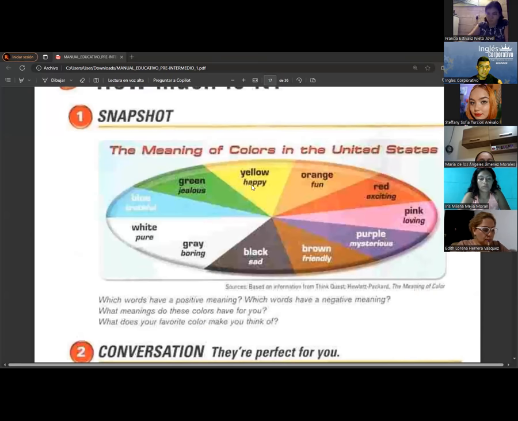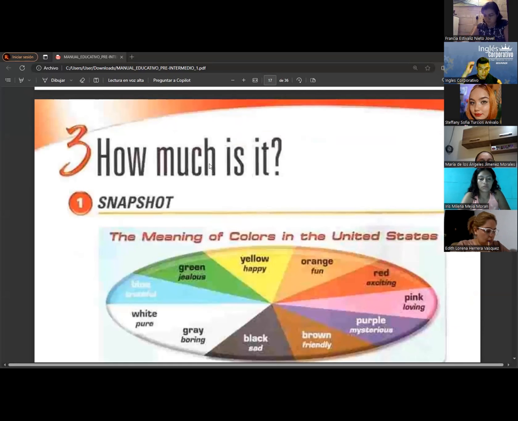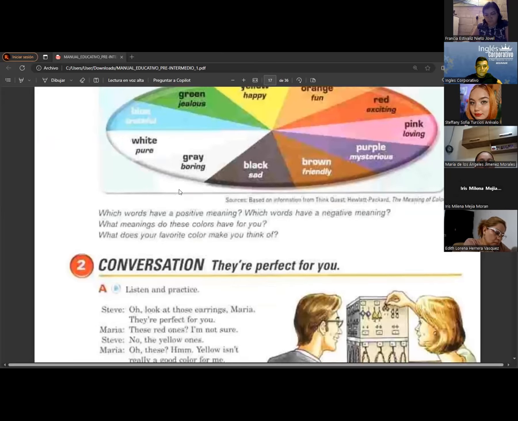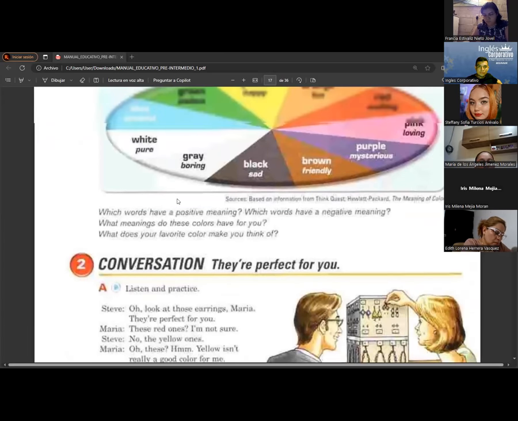Ok, dice, how much is it? How much for that? ¿Cuánto por eso? ¿Cuánto por la camisa? How much for this t-shirt? How much for this house? How much for this car? Etc.